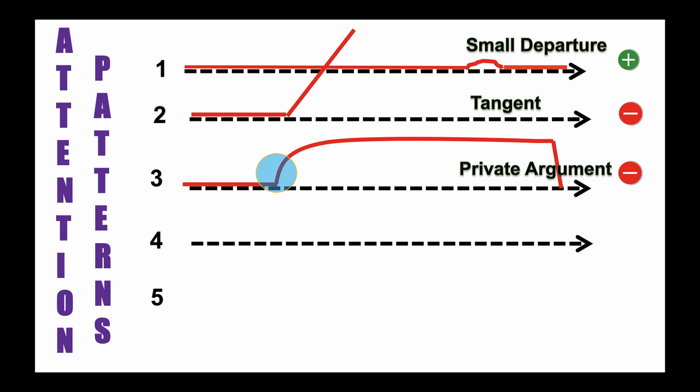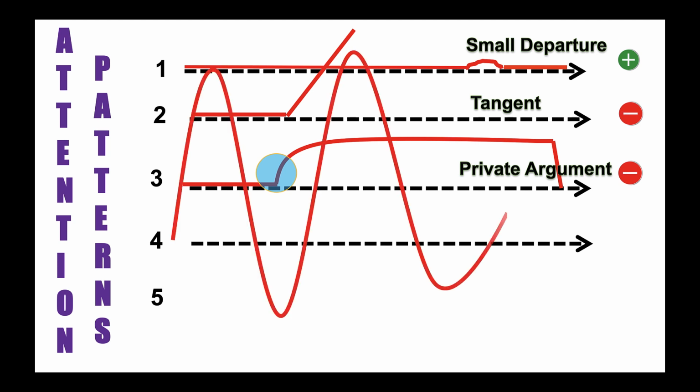Number 4 is the opposite of number 1, so yes, it's large departure. Lights are on, but nobody's home. This person thinks they can play the game of faking attention, but they're actually going out and they're missing most of the message. Definitely a negative.